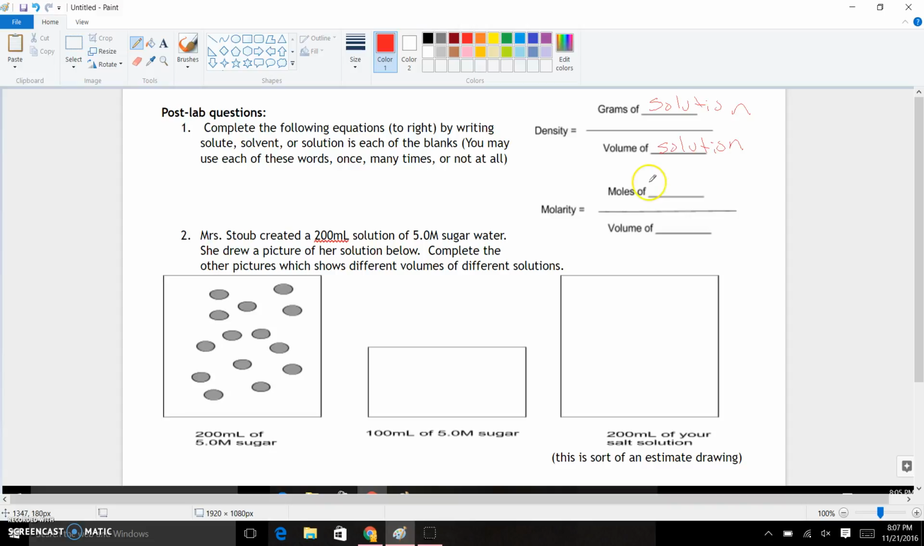Well, molarity is a little different. Molarity looks at the moles of the solute divided by the volume of the entire solution. So in that way, they're kind of the same, but they're actually different too. The volume of the solution is the same, but the moles of just the solute is on top for molarity. So that's just something to take note of.